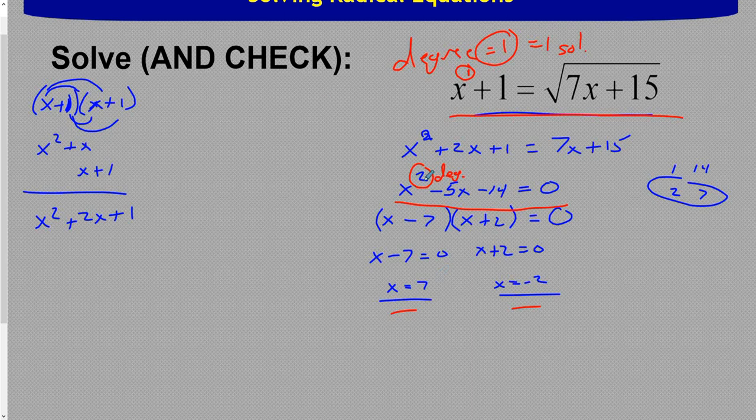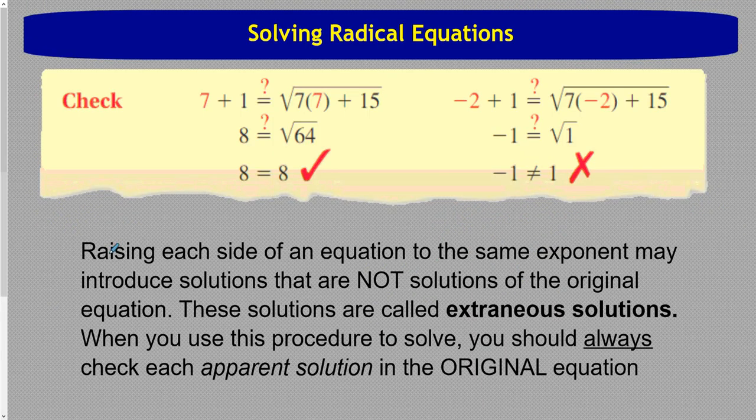In solving this, I increased the degree of this function, which means it's going to have 2 solutions, when the original function that we were given only had 1 solution. So I need to plug in the 7 for x, and then plug in the -2 for x, and see which of these 2 values will not work. Okay, so that's what I've done here.